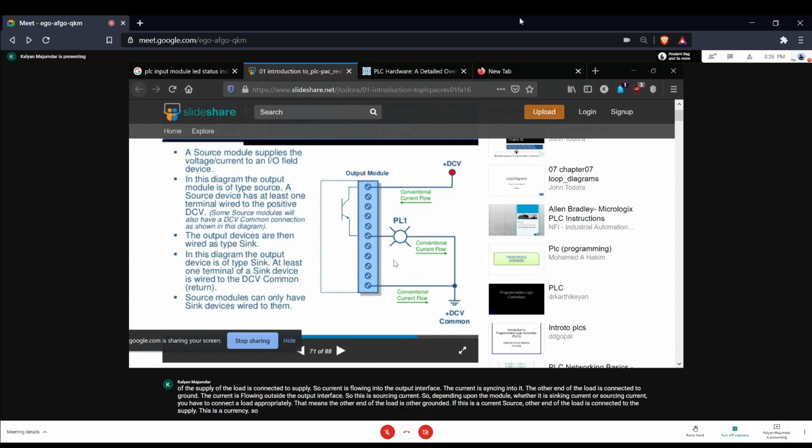So that determines the way you wire your output device. Whether you are connecting the other end to ground or to supply depends on whether this output interface acts as a current source or acts as a current sink.